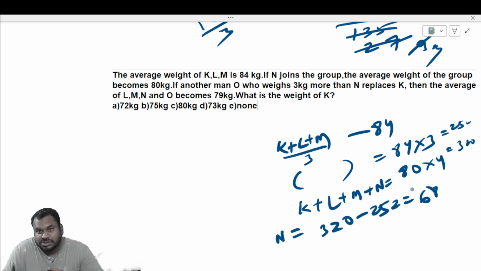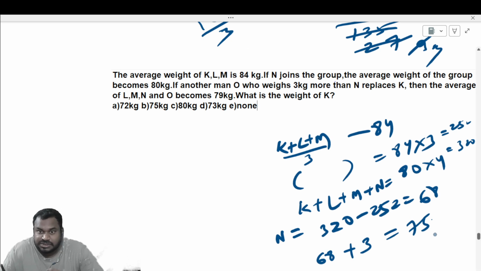So it is 68. And here, another man who weighs 3 kg more than N replaces K. More than N by 3, it is 71. So sorry, it is 71. 71 is the weight of K. 71 is the weight of what? K.